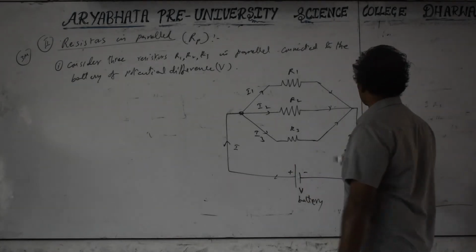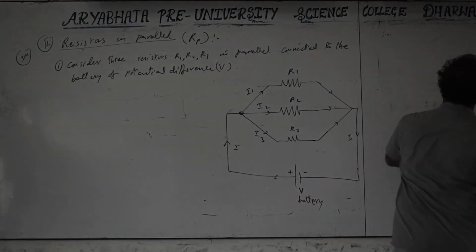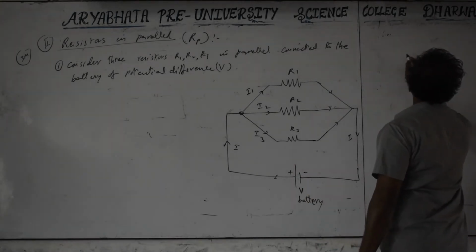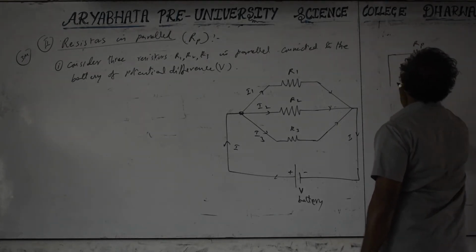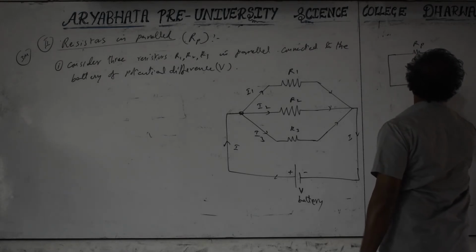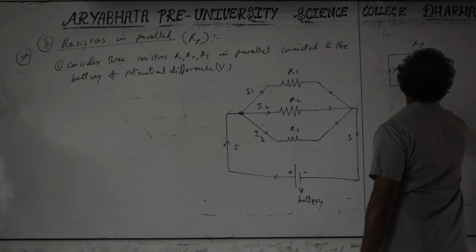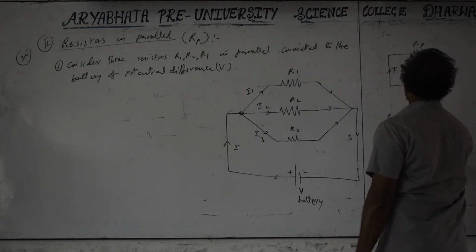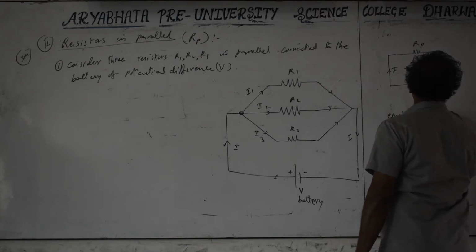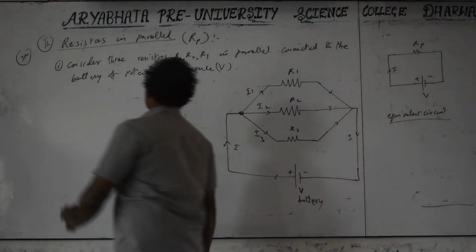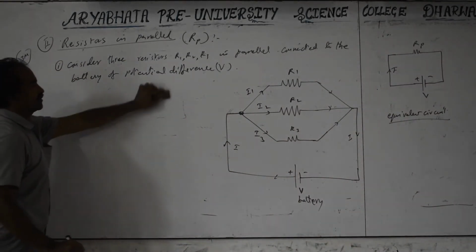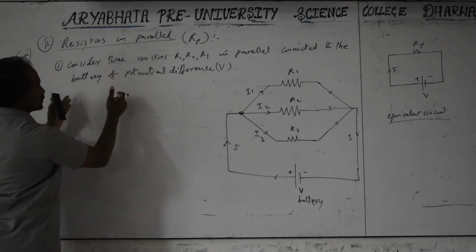Next is the equivalent circuit. If you take a single resistance, this is R parallel, and connect the same battery producing the same current, total current I. This is called an equivalent circuit. Better draw both diagrams. These are equivalent circuits, and this is the equivalent resistance or resultant resistance. You can draw it below this, in the same line.